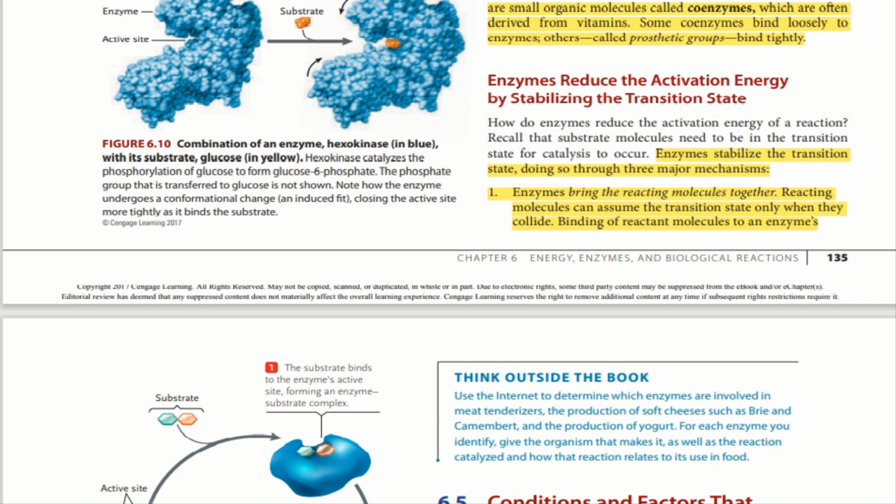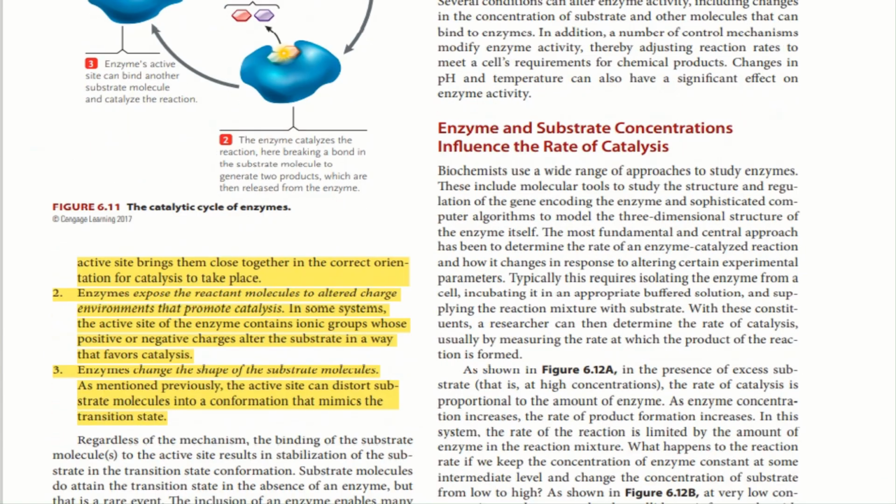Enzymes reduce the activation energy by stabilizing the transition state. Enzymes stabilize the transition state through three major mechanisms. Number one, enzymes bring the reacting molecules together. Reacting molecules can assume the transition state only when they collide. Binding of reactant molecules to an enzyme active site brings them close together in the correct orientation for catalysis to take place.